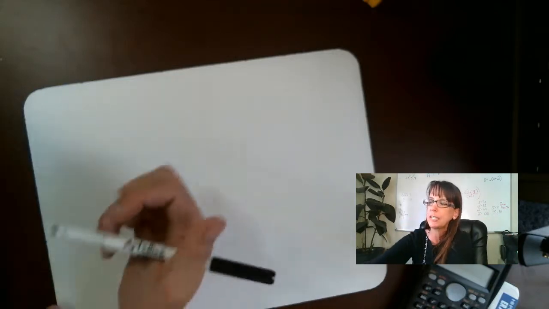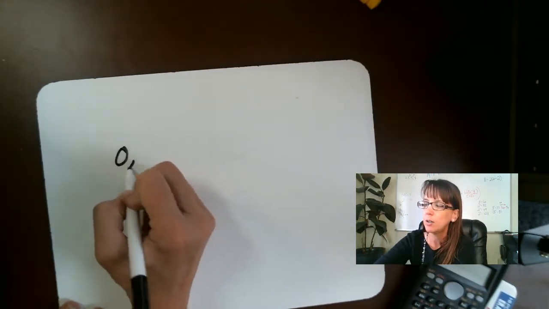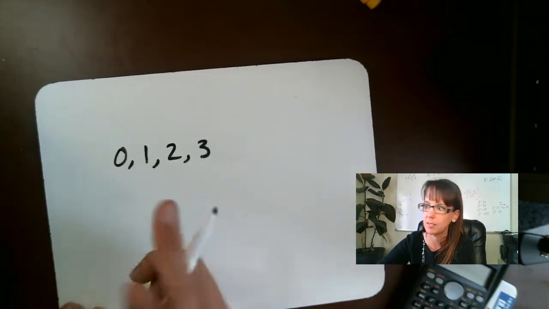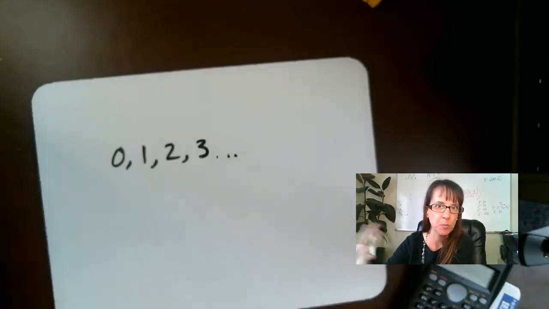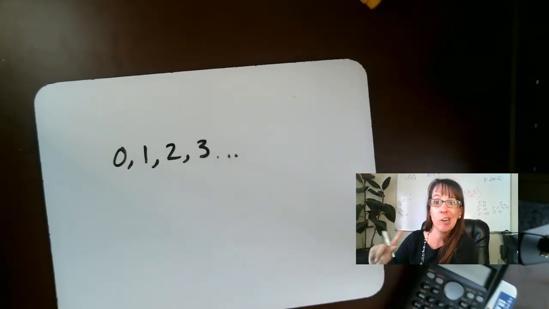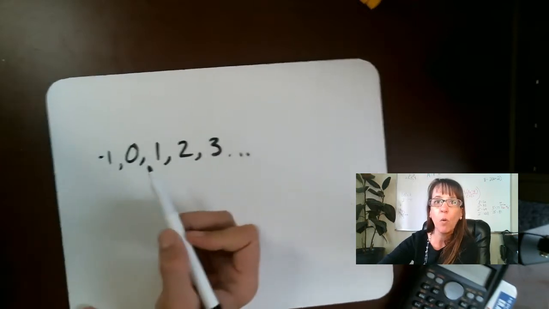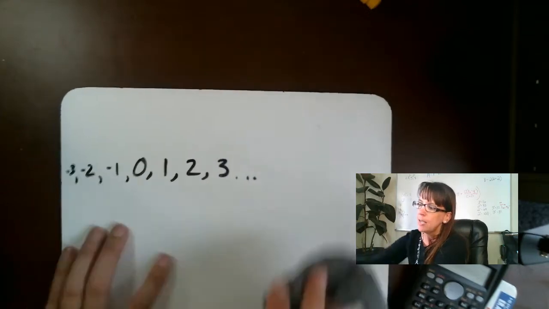Whole numbers, again, are everything above 0, or including 0, I'm sorry. 0, 1, 2, 3. Now 0 is neither negative nor positive, but for the purposes of this, we'll just talk about the other ones that are not 0, okay? So 1, 2, 3, the opposites of those are -1, -2, -3. Those are all integers, okay?